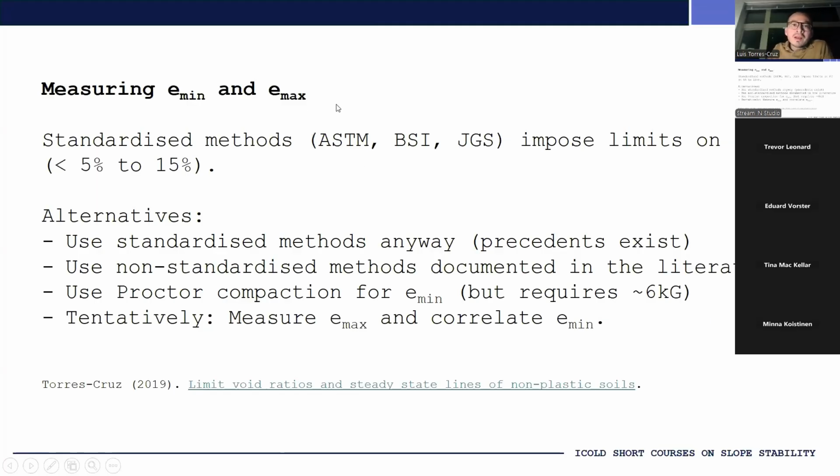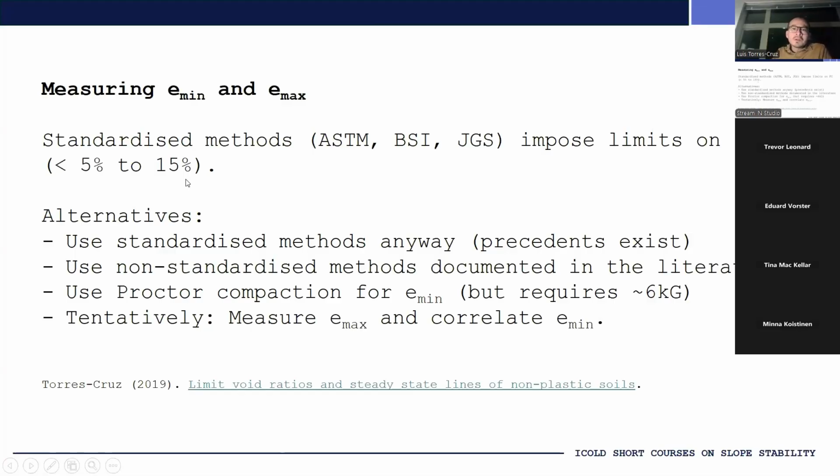So whether you look at the ASTM or at the British standard or at the Japanese standard, you will see that their procedures to determine e_min and e_max are tailored for soils that have fines contents smaller than 5% or 15%, depending on which standard you are looking at. And of course, tailings very frequently have fines contents that exceed 15% by quite a wide margin.